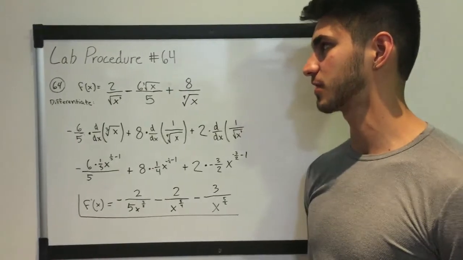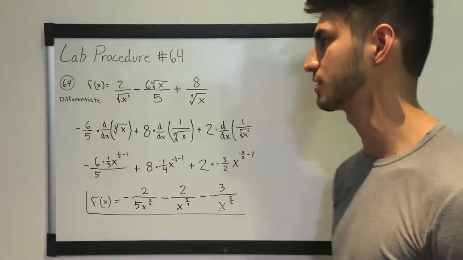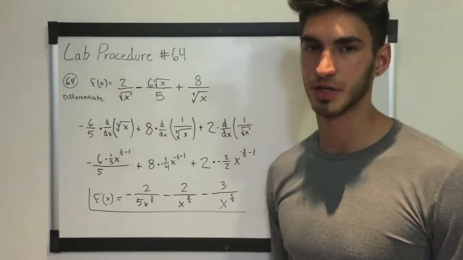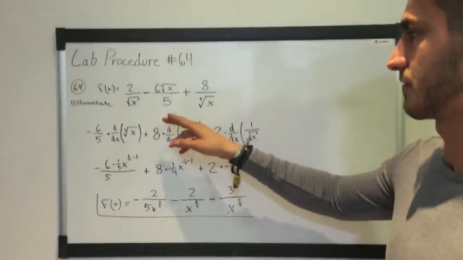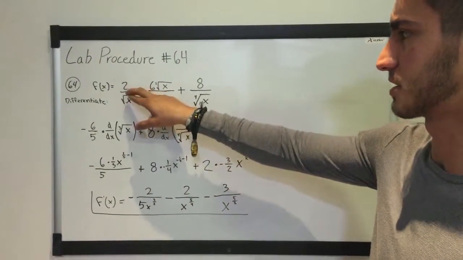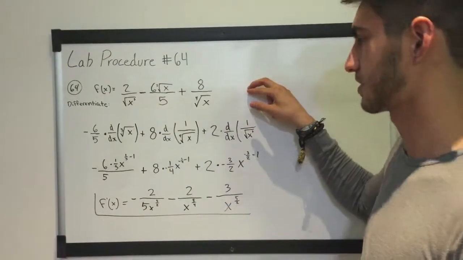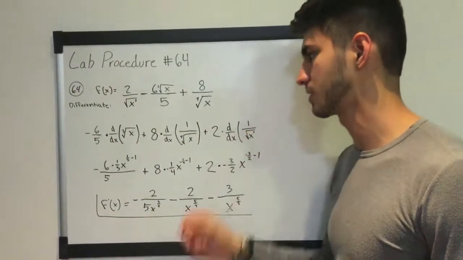So this is a second problem we're gonna be doing. It's lab procedure number 64, which is this one. They're asking us to differentiate the problem. So in this case, I started off by first just taking this separate expression and rearranging it over here, and continue in this procedural section.